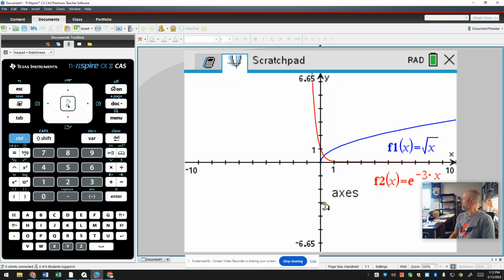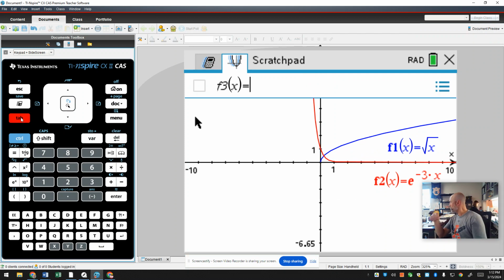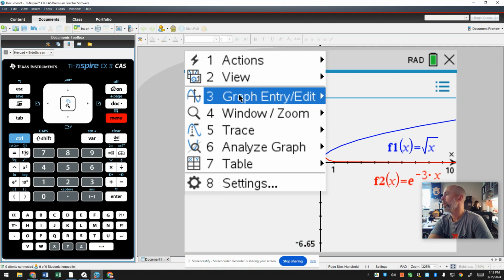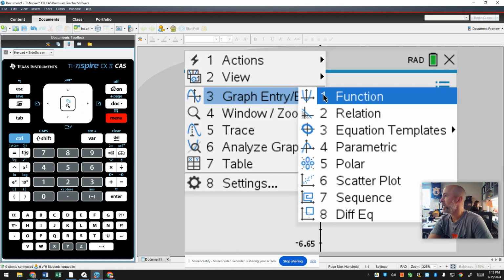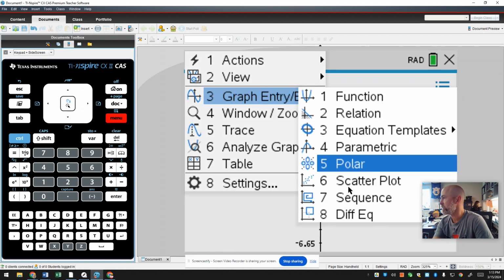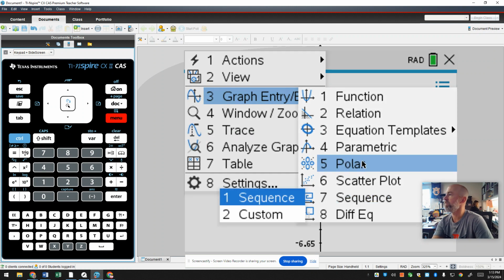Then there's also the line x equals 1, and you cannot graph an x equals in this screen where it says f3 of x equals. That's basically saying y equals. So you can do horizontal lines and just put a 4 there and graph y equals 4. Vertical lines, you have to change that entry line to something that accommodates x equals. To do that, you hit Menu, Graph Entry, Edit.